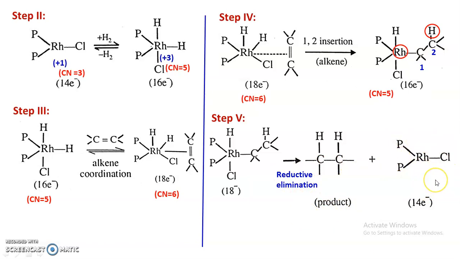This regenerated 3 coordinated complex again reacts with hydrogen as per step number 1 explained earlier, and the cycle is repeated again. So continuously there is a conversion of alkene to alkane. So all the 5 steps are summarized like this.